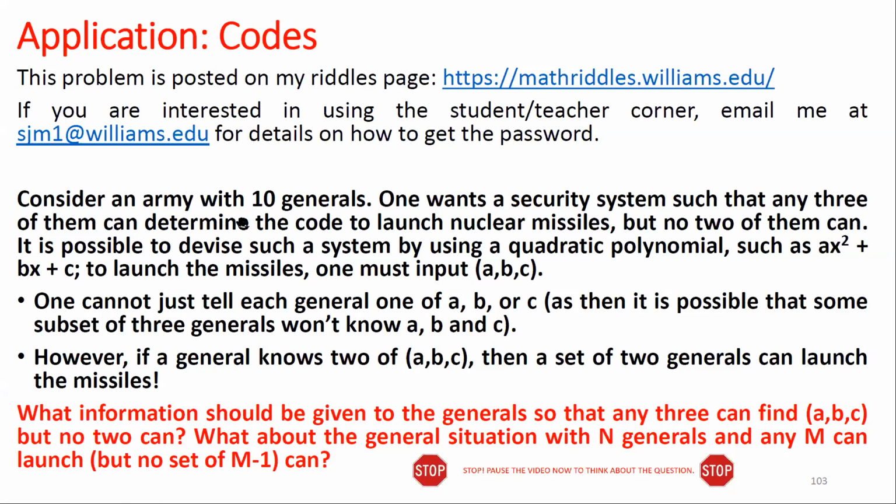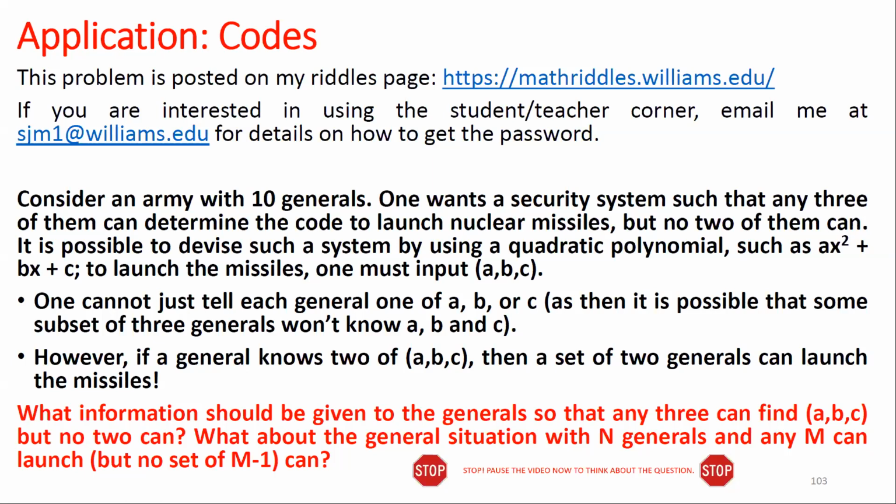Would that satisfy the requirement we want? No. Why not? Because then he or she could launch nuclear weapons by themselves. So you can't give one general 3 pieces of information. You can't give them a, b, and c. What if we gave them 2 pieces?